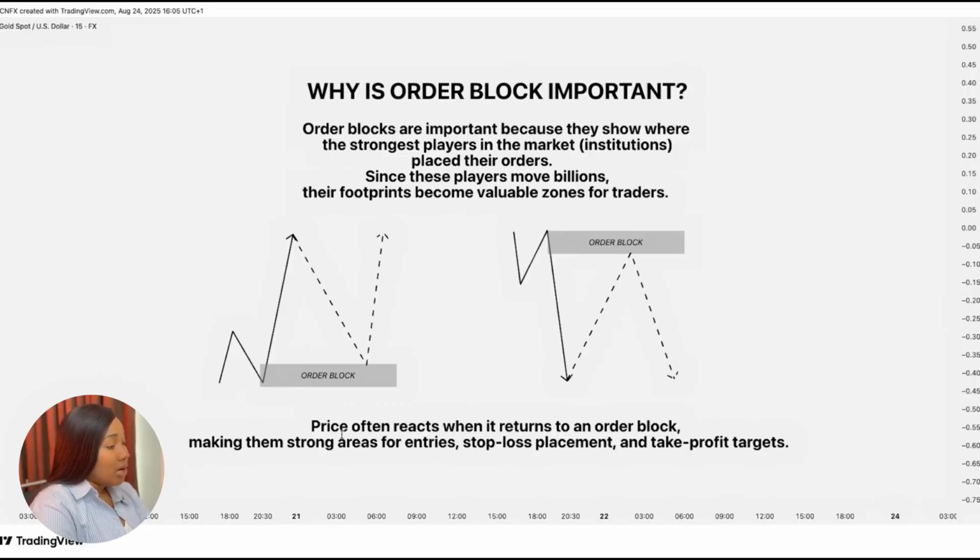Price often reacts when it returns to an order block, making them strong areas for entries, stop loss placements, and take profit targets.